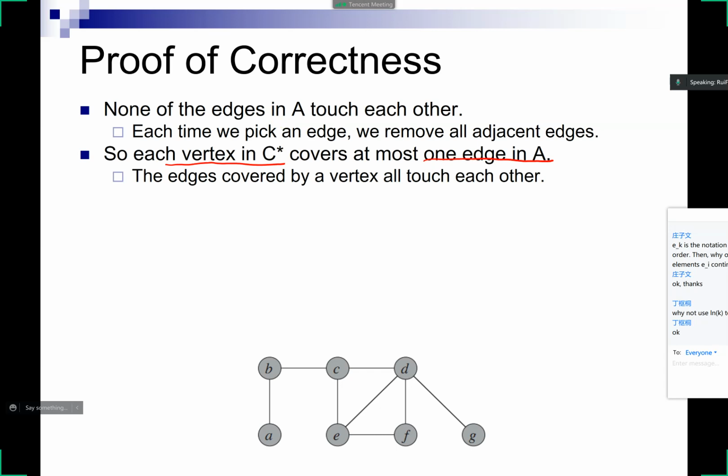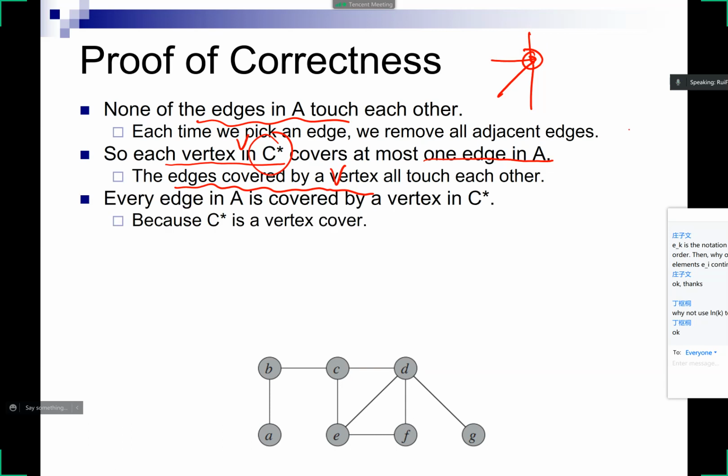The reason is that if you pick some vertex V in the optimal cover, then all of the edges covered by this V touch each other. For example, if you pick this node V and it covers these edges, well, all these edges touch each other. But we know that none of the edges in A touch each other. So if you pick this vertex V, you can cover at most one edge from A, because all the edges that you cover touch each other, and none of the edges in A touch each other.